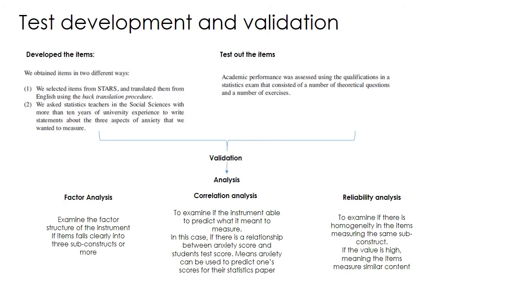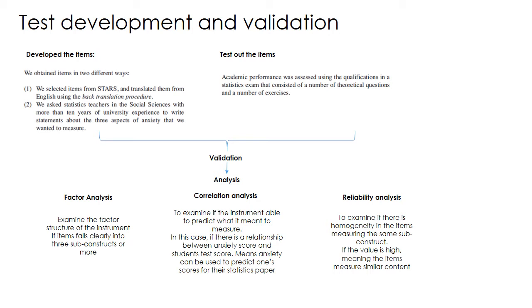So what did they do? In the test development and validation, they developed the items. How did they develop the items? They looked into a previously developed instrument, the STARS, and used some of the items. And they also asked statistics teachers to write statements about the aspects of the 3 different anxieties that we just mentioned above. So these are the information that the authors get, and they start developing the items.